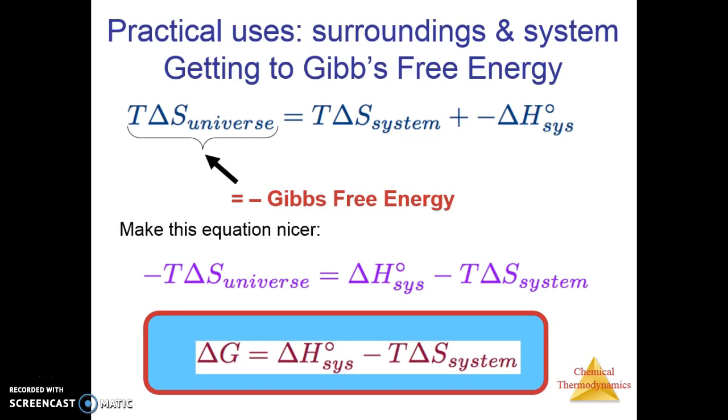So that brings us to this equation of Gibbs free energy: delta G, Gibbs free energy, is equal to delta H of the system minus T delta S of the system. Notice it's surrounded by 3 colors. This is the equation that we want to use.